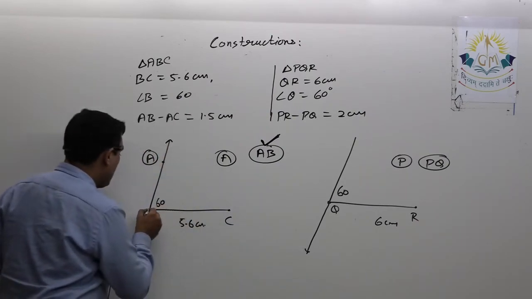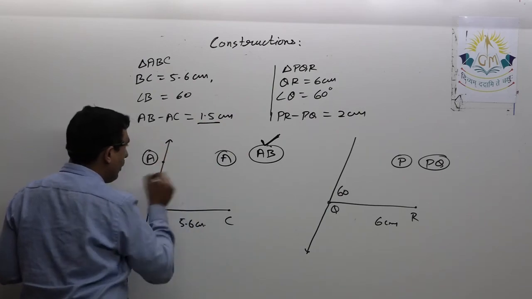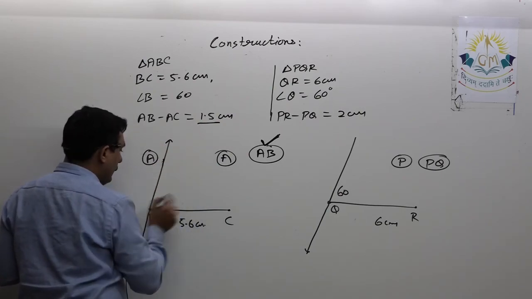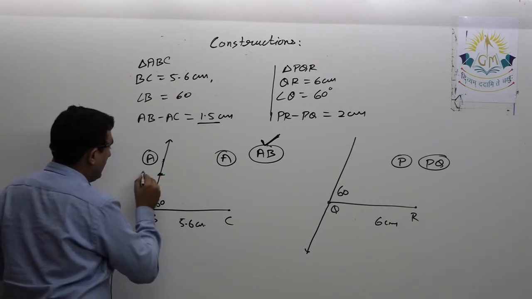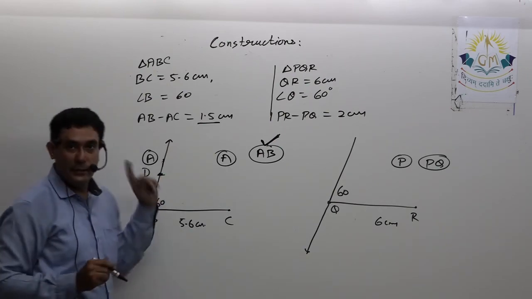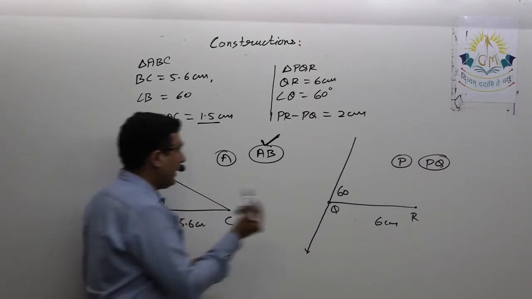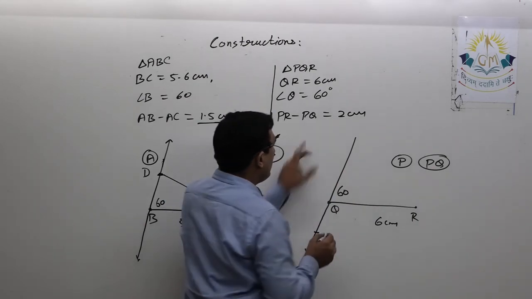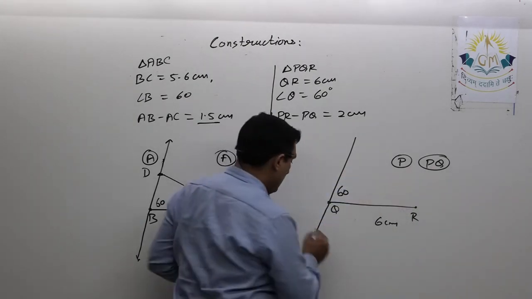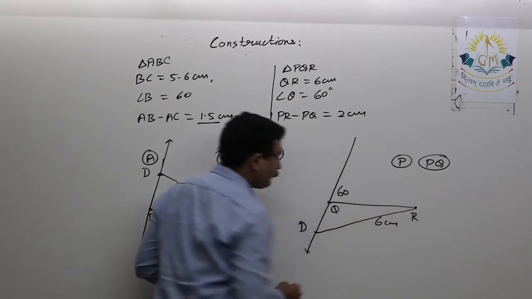So in this case, by taking B as the center and radius 1.5, I will draw an arc above the base. This point I will name D, and now I will join DC. Here I will do the same thing, but the point will be below, because here PQ is smaller. I name it D, then I join DR.